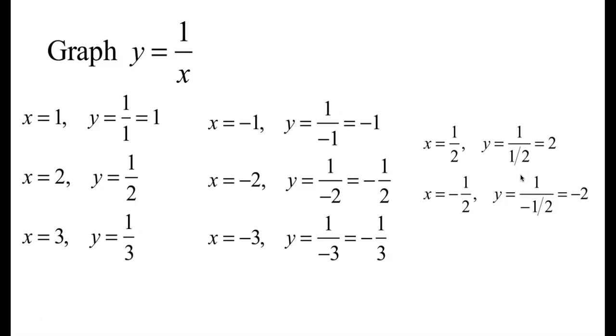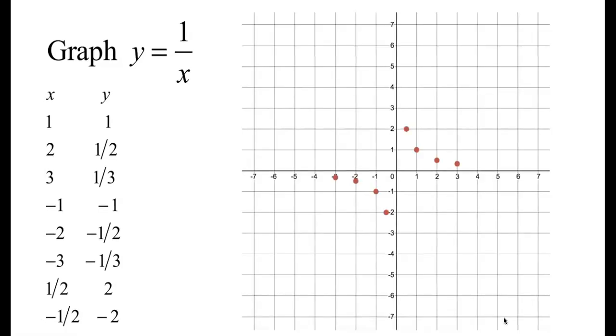So I have 8 points so far: 1, 1; 2, 1/2; 3, 1/3; negative 1, negative 1; negative 2, negative 1/2; negative 3, negative 1/3; 1/2, 2; negative 1/2, negative 2. I have all of those points. I'm going to graph them, and you'll see what it looks like.